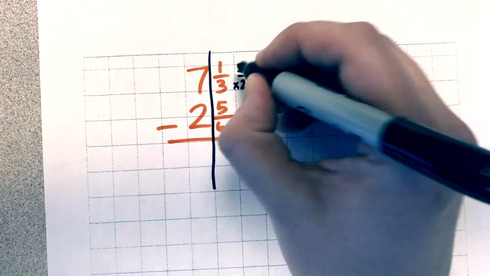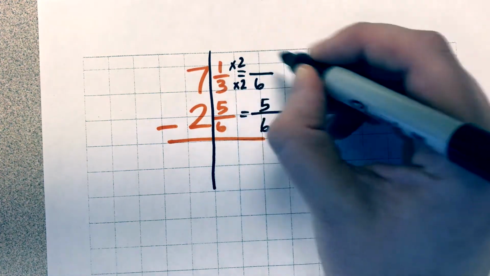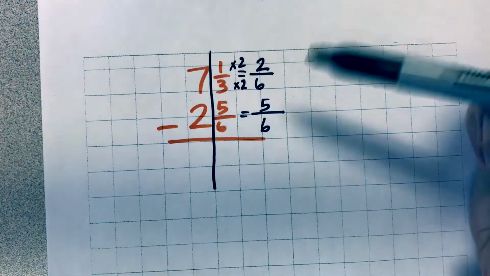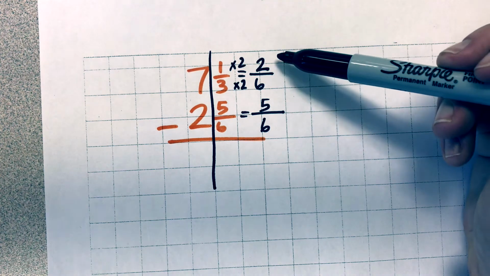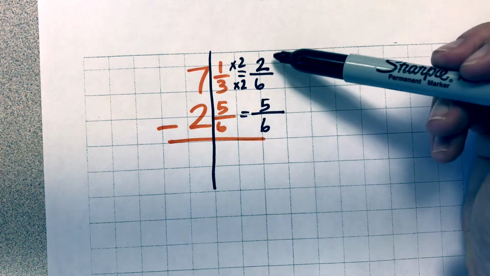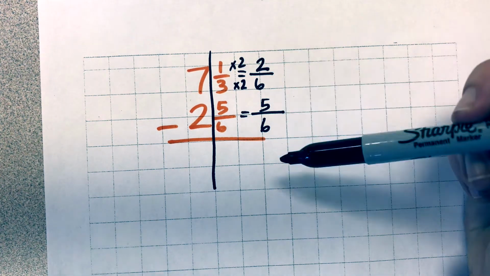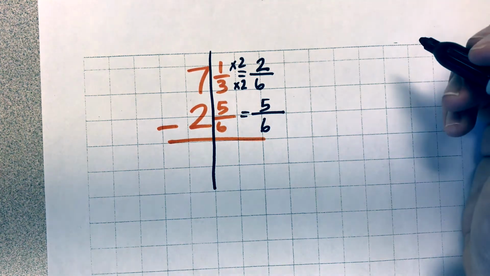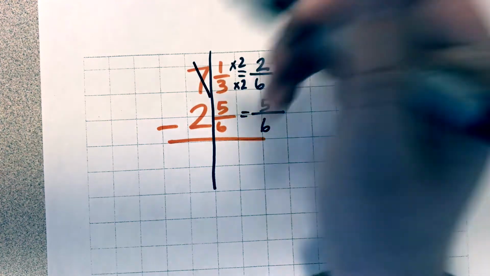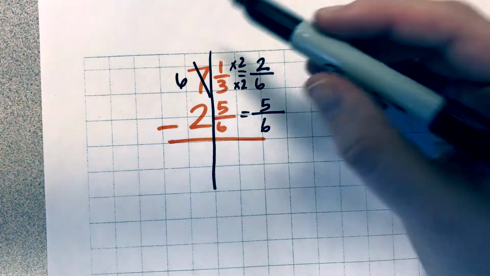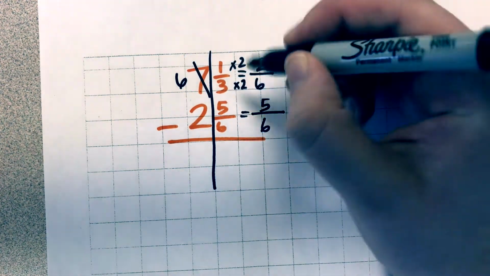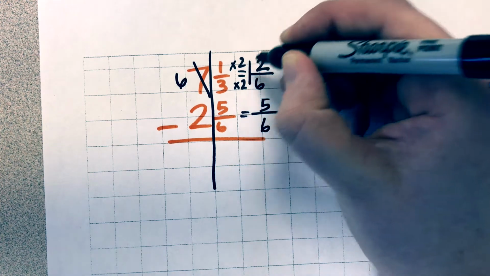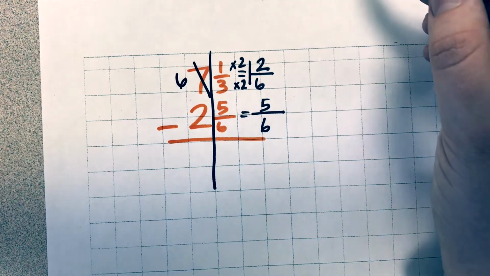So 3 times 2 is 6. We'll do the same thing on the top: 1 times 2 is 2. So here we are in the same situation. We have 2/6 minus 5/6, but we cannot subtract 5 from 2. So again, we have to borrow from our whole numbers. We're going to borrow from the 7, turn that into a 6, and then that whole number we just took from the 7, we're going to put here and make this 1 and 2/6.